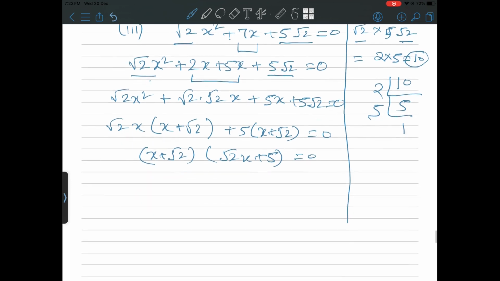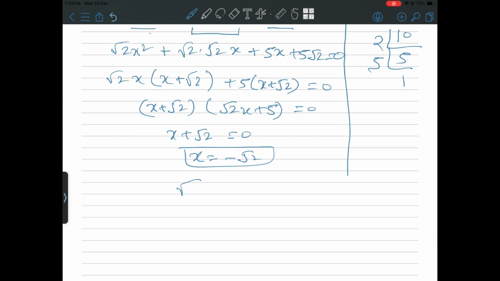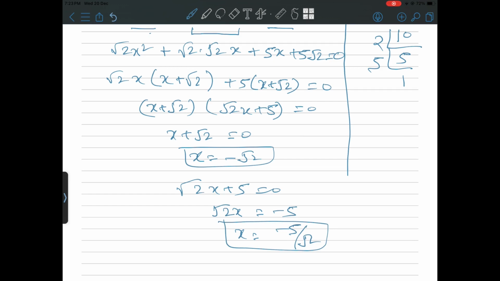So now you can say that, okay, either x plus root 2 is equal to 0. It means x equal to minus root 2. We got our first root. Or second, we can say that root 2x plus 5 is equal to 0. It means that root 2x equal to minus 5 or x equal to minus 5 upon root 2, right? So we can get the second root also. So this is how we can find out the roots for these equations, right?